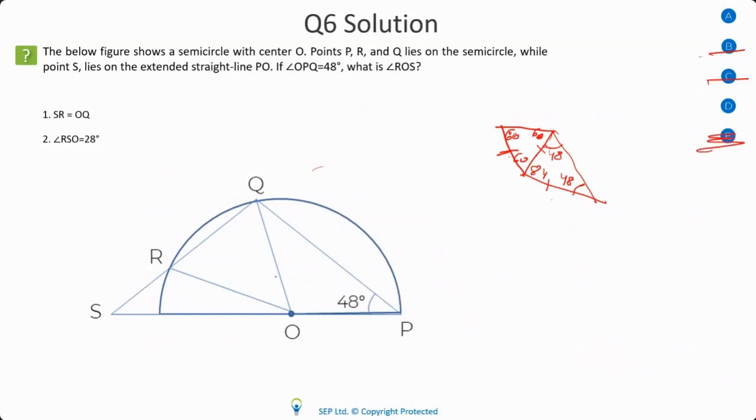So let's look at this statement. Once again, I'll very quickly mark the points. I'll write this as x, this as x. I'll very quickly redraw the diagram. This is the information that I already had from the question stem. Now they are telling me RSO is 28. RSO is 28. What can we do with this? Can anyone tell me? Can we use RSO equal to 28 to find out ROS? I need this.